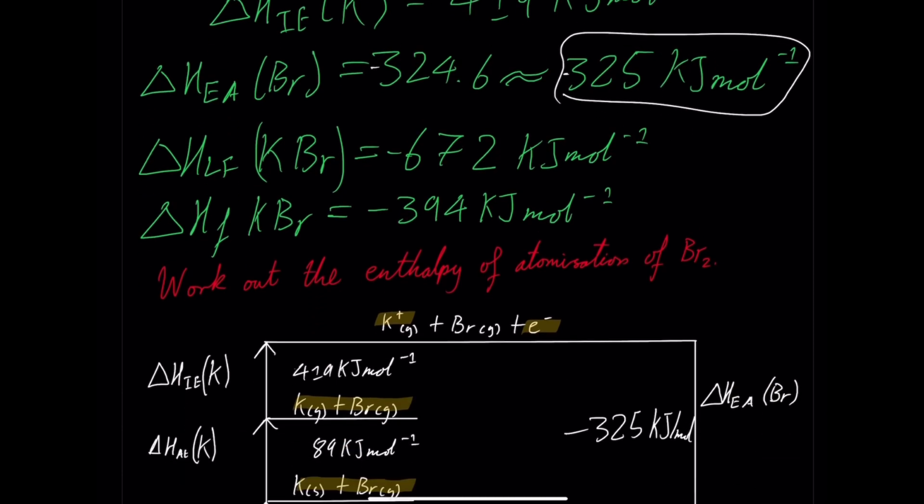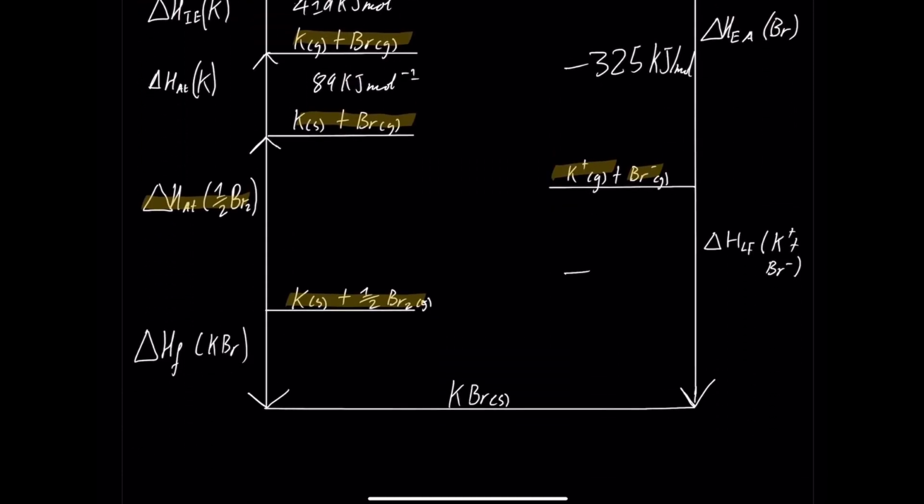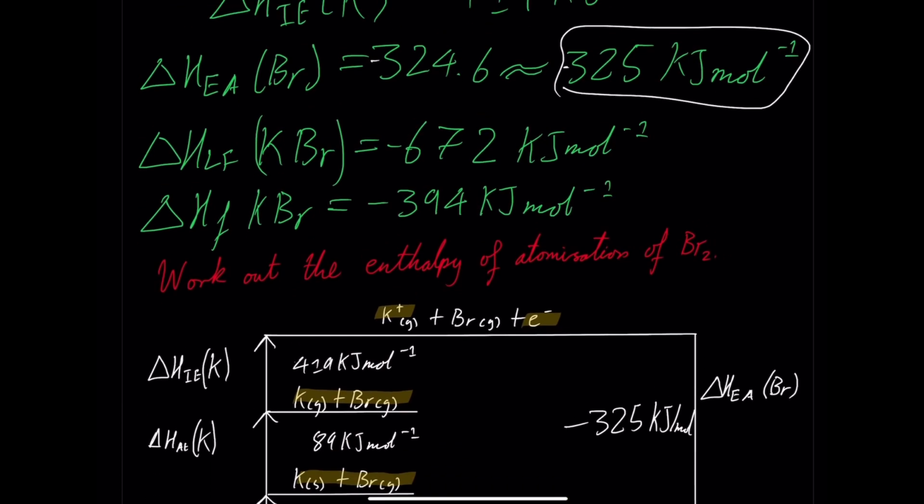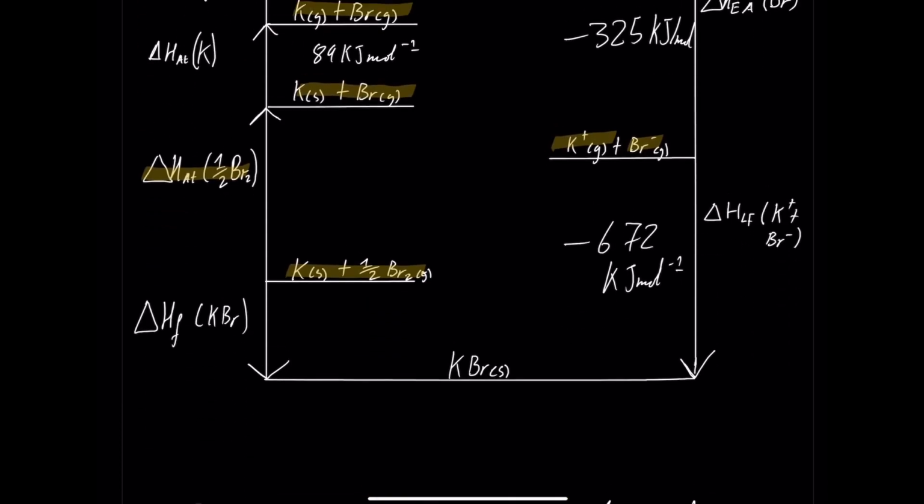Lattice formation of potassium bromide is minus 672 kilojoules per mole. The enthalpy of formation of potassium bromide is minus 494. Now we've got everything here.